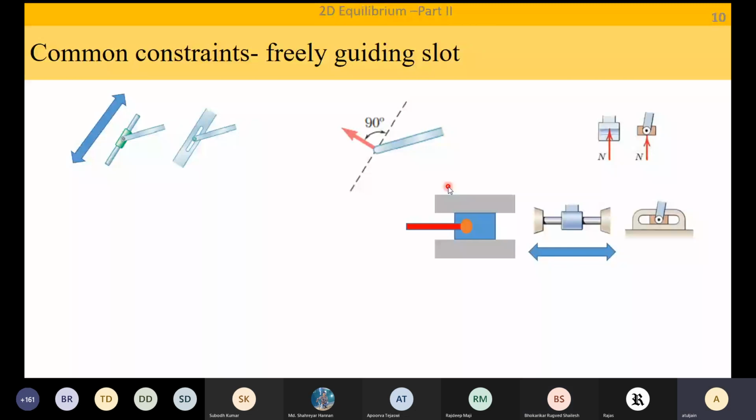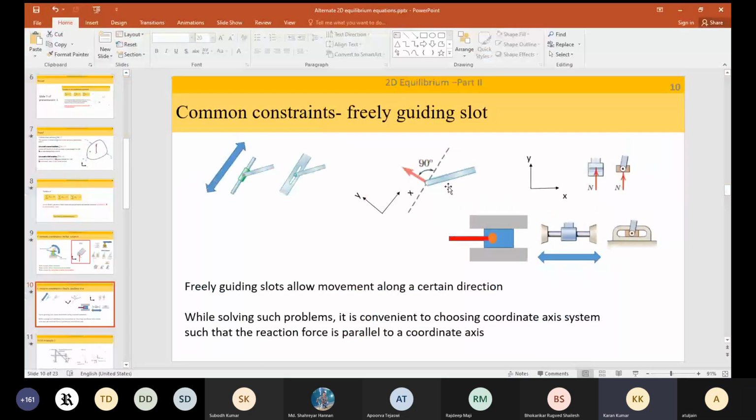Sir, in slide 14, the equilibrium part which we just discussed, it is written that 3 forces must be concurrent. But the condition should also be that if any 2 of them are concurrent, then the third must be concurrent.